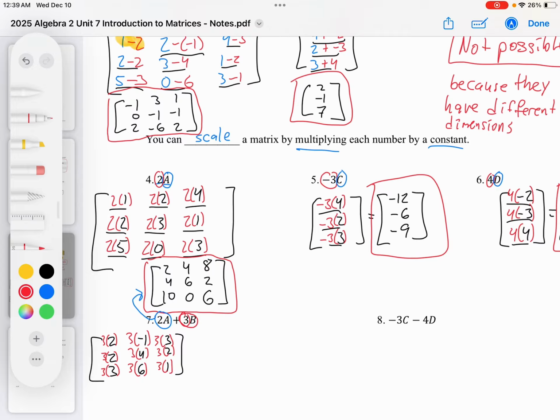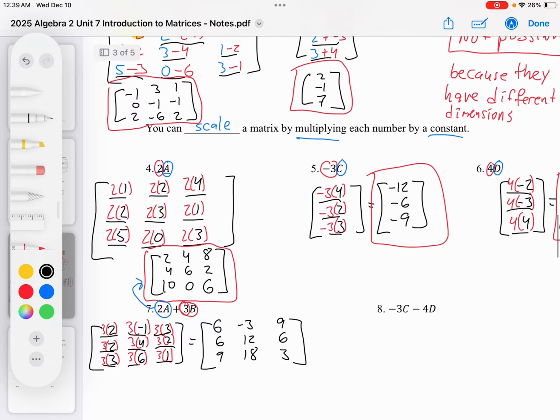Okay, so we can go ahead and go through that multiplication process. 3 times 2 is 6, 3 times 2 again is 6, 3 times 3 is 9, 3 times -1 is -3, 3 times 4 is 12, 3 times 6 is 18, 3 times 3 is 9, 3 times 2 is 6, and 3 times 1 is 3. So this is our scaled matrix of B once we've scaled it by that 3 in front.